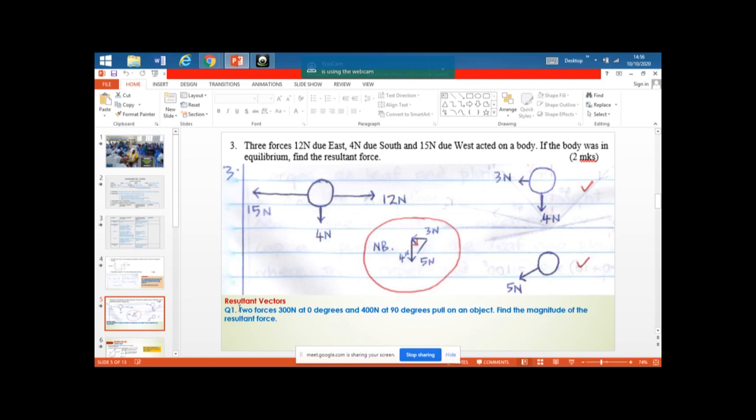Okay, so it says here, two forces. We have two forces, and we have 300 newtons at 0 degrees and 400 newtons at 90 degrees. They pull on an object. Find the magnitude of the resultant force.